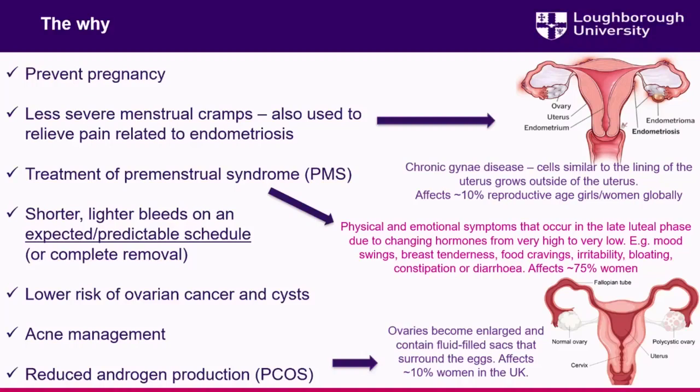Your choice of hormonal contraception is really individual, but family history can play a part in this, and actually some of the contraceptive methods can lower risk of certain types of cancers and cysts. They can be used for acne management, so absolutely nothing to do with the traditional idea behind contraception, but they can help manage acne. And they can also be used to reduce androgen production in people with polycystic ovarian syndrome. So there's a whole plethora of reasons why people might use contraception, and it isn't just to prevent pregnancy.